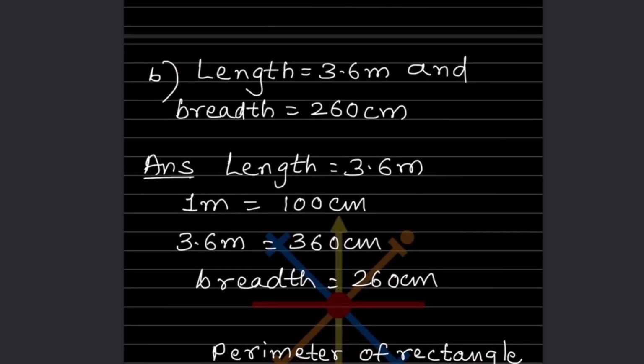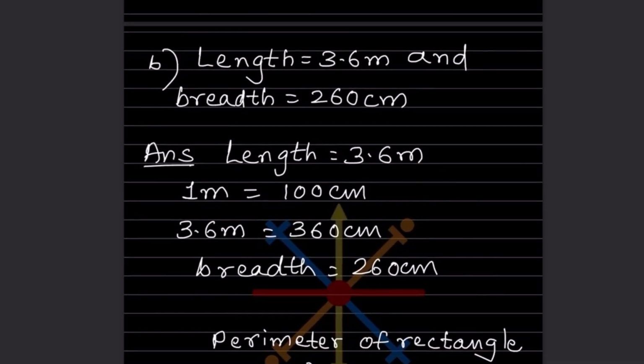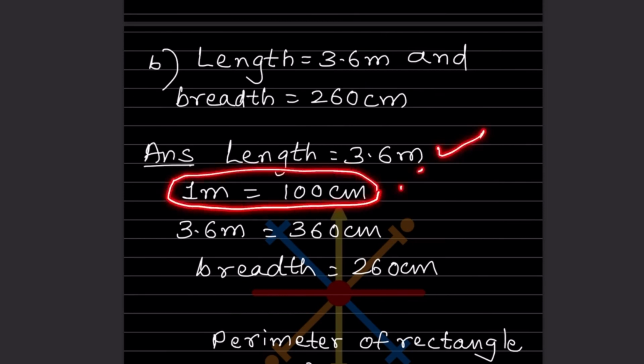Now again here, what you can see, the length is given. And now see here, can you see the units are different? This is meter and this is centimeter. So either you convert it to centimeter or you can convert it to meter. Here what I did, I converted this to centimeter. Now look at here, length is 3.6 meter. So you know this, that is 1 meter is 100 centimeter. So this is 3.6, and below meter I wrote meter.